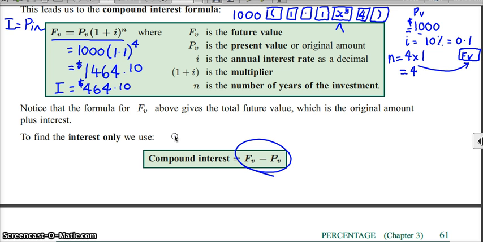How did we work that out? We worked it out using this formula. Our future value was $1,464.10. In the future, our $1,000 will grow to $1,464.10 if we put it in a 10% account for 4 years. Take away our present value or our start value, which was 1,000. That will give us our amount of interest, our amount of compound interest. Our compound interest was $464.10. Okay, are there any questions with that process?